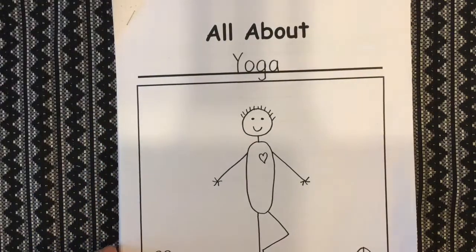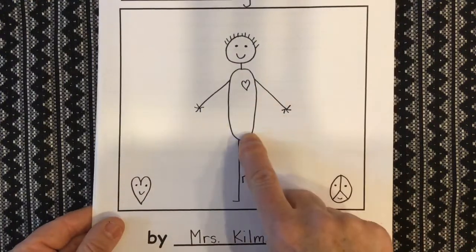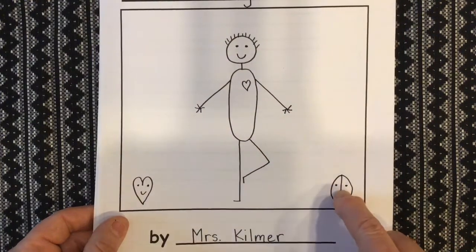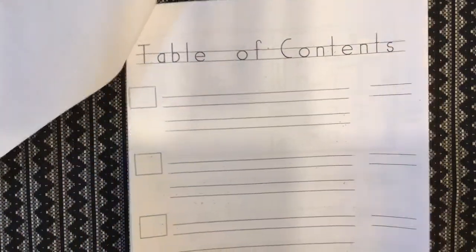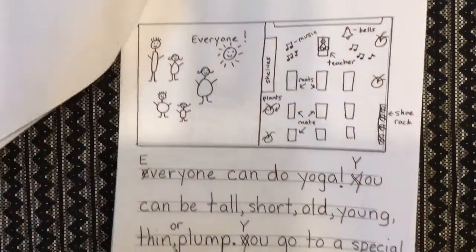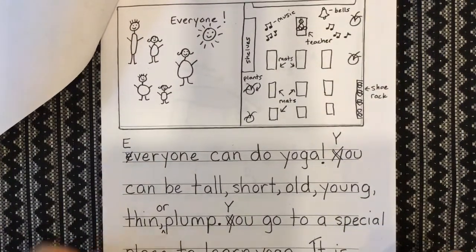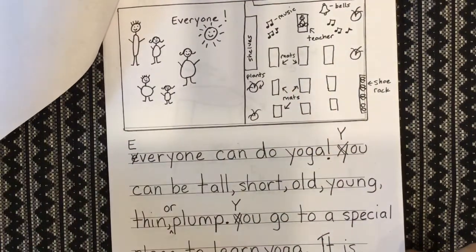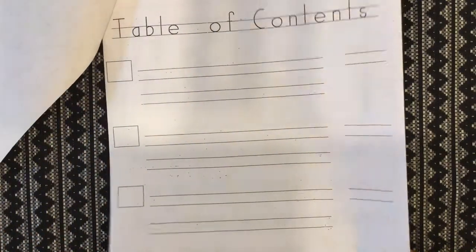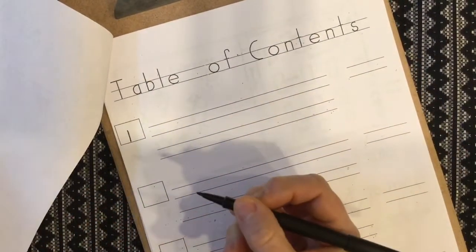So, if we look over at my book, you should have done your cover by now. If you notice, I made a fun little person doing tree pose with a heart and a peace sign smiling by Mrs. Kilmer. To do my table of contents, I have to review my book. So on this page, I remember I wrote about who can do yoga and where you do yoga. So I can just go back to my table of contents. And this is like the first chapter, so I can write a number 1 there.